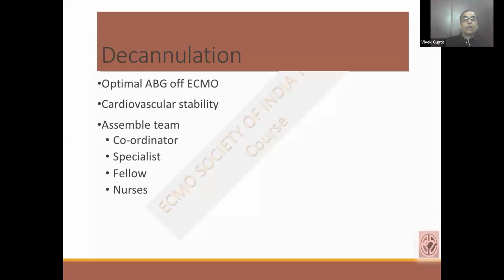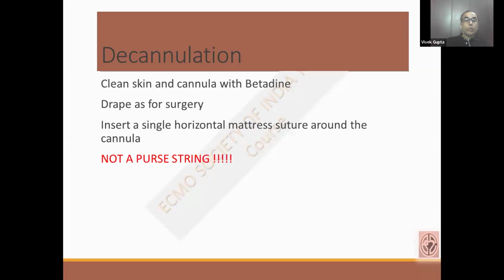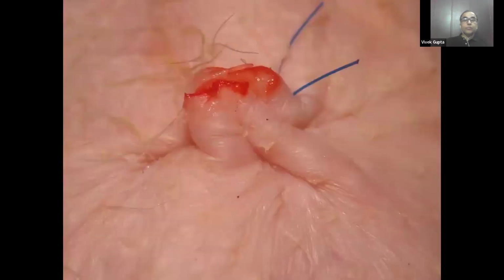So when we decannulate, when the blood gases are fine and hemodynamics is stable, you assemble the team where you call everyone, and all the drugs are given to the patient. If the patient is on a ventilator, give adequate sedation, and all aseptic technique should be followed. For decannulation of VV-ECMO, you just clean the skin, drape, and you may need to put a horizontal mattress suture, and sometimes no suture is required. You just apply adequate pressure for 20 minutes, and then the bleeding will stop of itself.